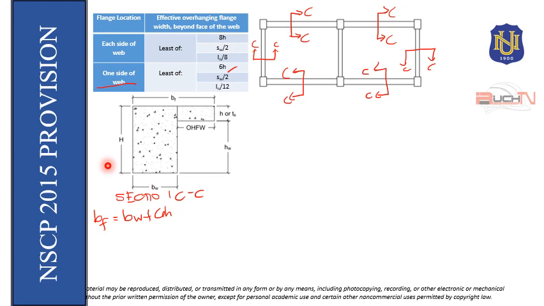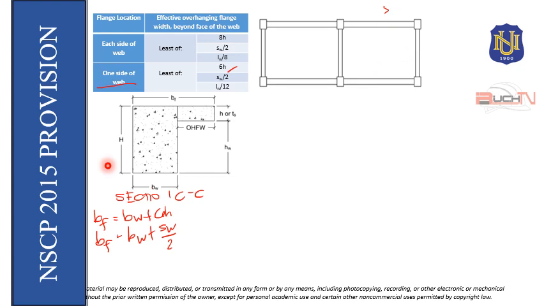So, yung sinunod na code will be B sub F is equal to BW plus SW over 2. So, pag kinat kasi natin dito yung next web or clear span to the next web, let's say this is section D.